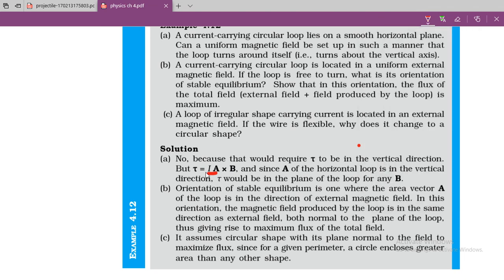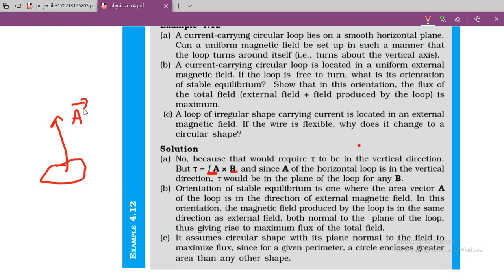So this IA is m, that is magnetic moment, and this one is the cross product. So you can see here, no, because that would require torque to be in the vertical direction, but torque is equal to m cross B, and since the area vector of the horizontal loop is in the vertical direction, torque would be in the plane of the loop for any magnetic field B. So suppose this one is the loop, then the area vector is always perpendicular to the loop, this one is the area vector.